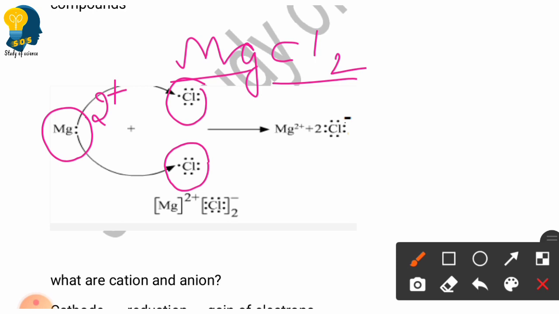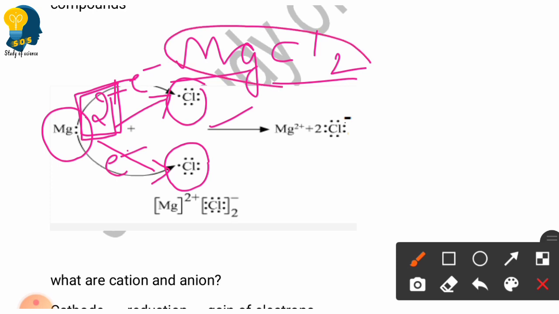So each chlorine atom will receive 1 electron. So here there are 2 electrons in magnesium. So this chlorine will receive 1 electron and this will receive 1 electron. Thereby, what happens, the two electrons lost from magnesium get equally distributed between the chlorines. So thereby it will form the magnesium chloride structure.